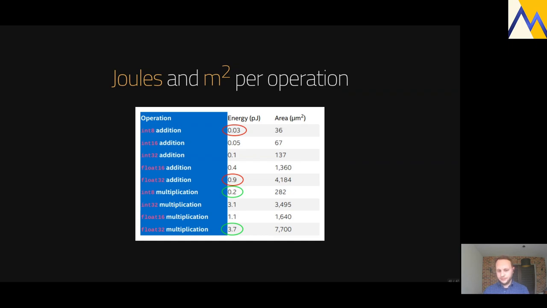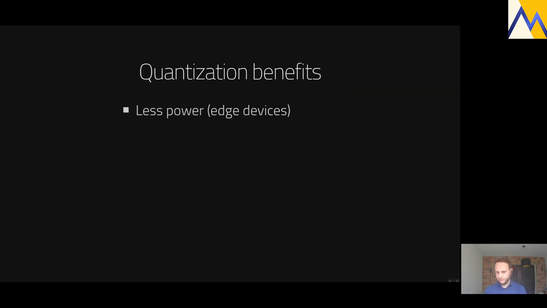But if you look at this, for example, addition of two floats, it takes 0.9 picojoule. And if we switch to int 8, the number is way smaller, and it's the same for multiplications. But also what is interesting, the area of silicon on a chip that you need is defined for all of those operations. So if you want to implement them, you actually have to consume some area for those operations.